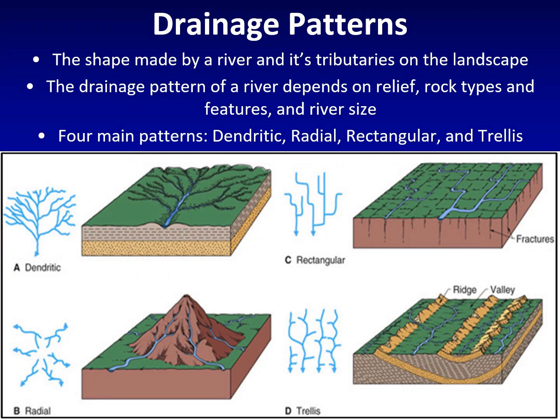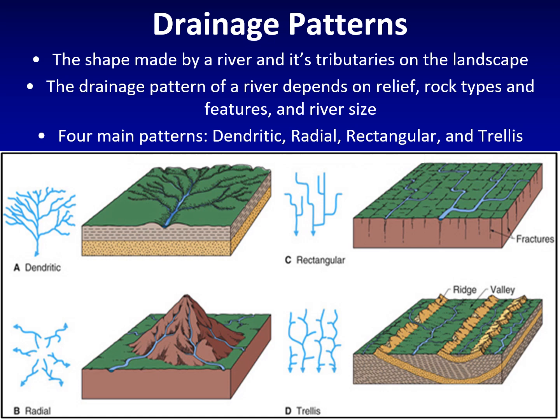Drainage patterns are the way in which a river flows across the land surface. It's mainly the main channel, its tributaries, and how they roll over the landscape. It's dependent on the relief, or the elevation change of the river in the area, the rock types that underlay the river, and features, as well as river size.